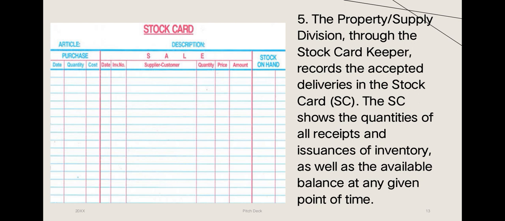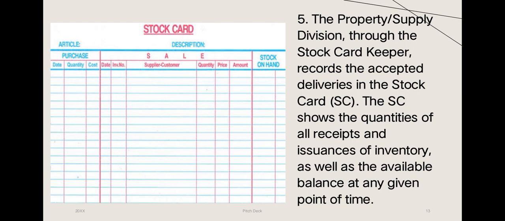So, ayan yung property and supply division. I-record nila yung mga accepted deliveries through stock card. So, nakalagay lahat dyan yung description about sa items na na-purchase. So, natatrack nila yung purchase, sales, returns, unit, price, and inventory count.